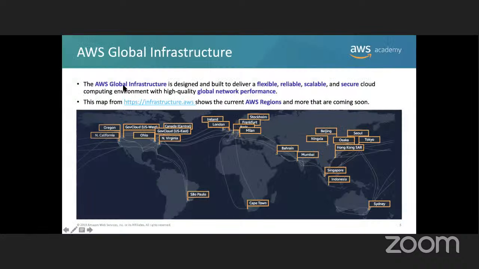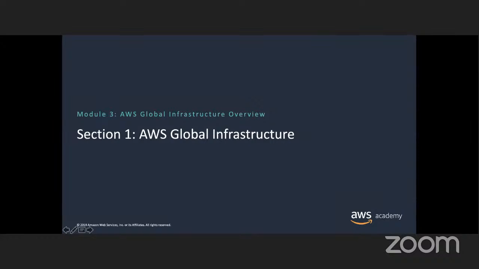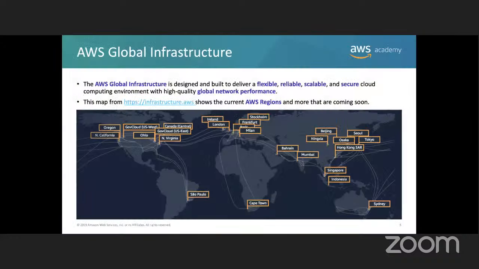Here we have the AWS Global Infrastructure, designed and built to deliver a flexible, reliable, scalable, and secure cloud computing environment with high quality global network performance. To learn about the AWS regions that are currently available, we're going to click on this particular link, and then the diagram will show the 22 current AWS regions, as well as a few regions that will become available soon, including Milan, Cape Town, and Indonesia. This is as of October 19.